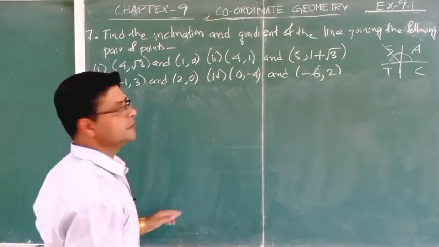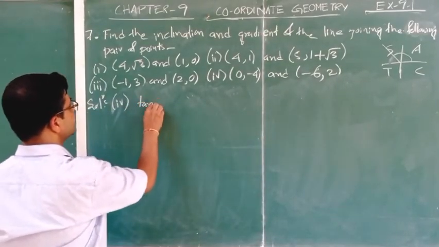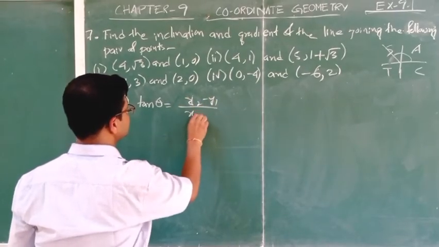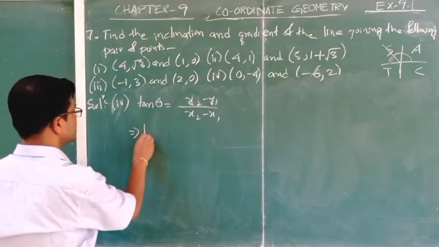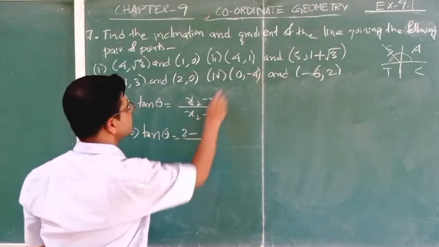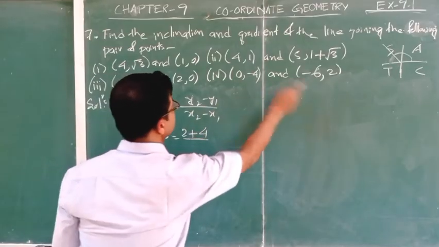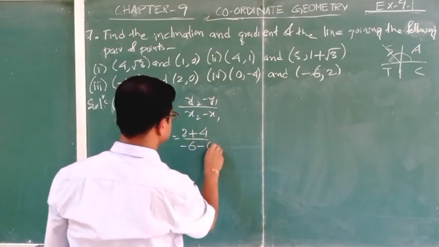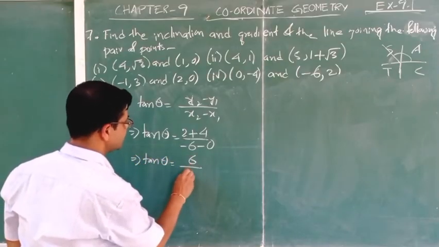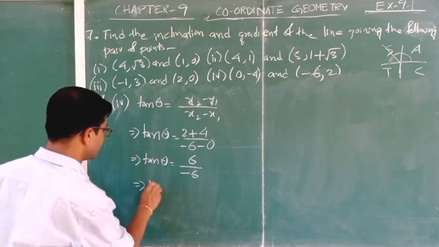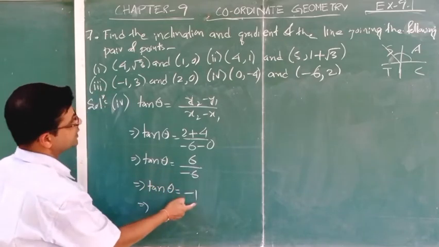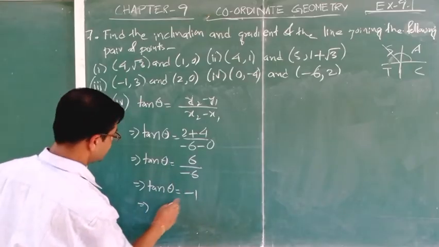All right. Now in number 4, what is given? Tan theta, what is the formula actually? y2 minus y1 over x2 minus x1. So this is also done in the same manner. 2 minus of minus 4, that is plus 4, over minus 6 minus 0. Very simple, just like the last sum, 6 by minus 6. How much? Exactly, you can copy paste now. Minus 1. So you see the gradient is minus 1.